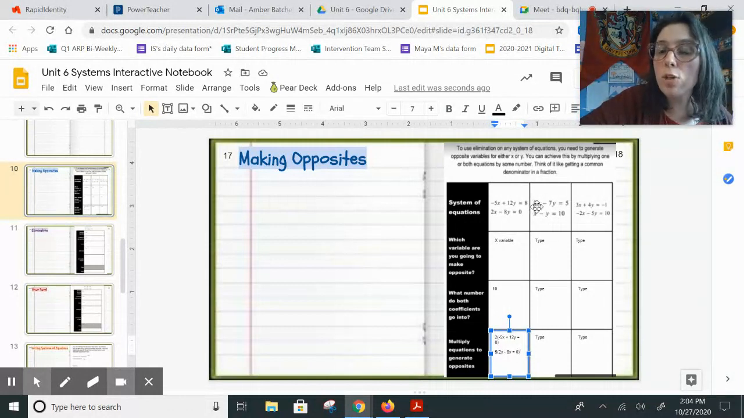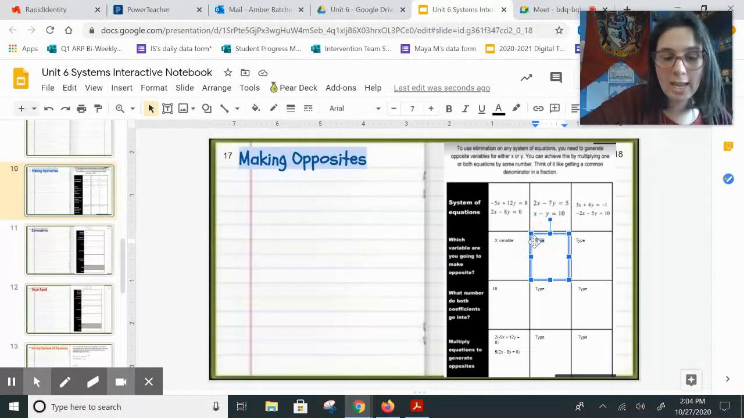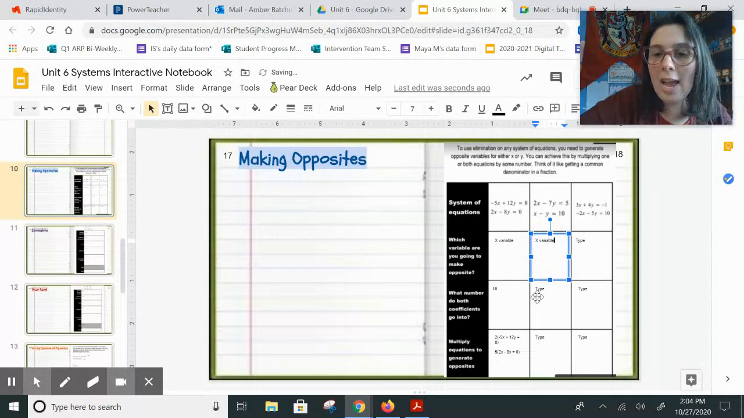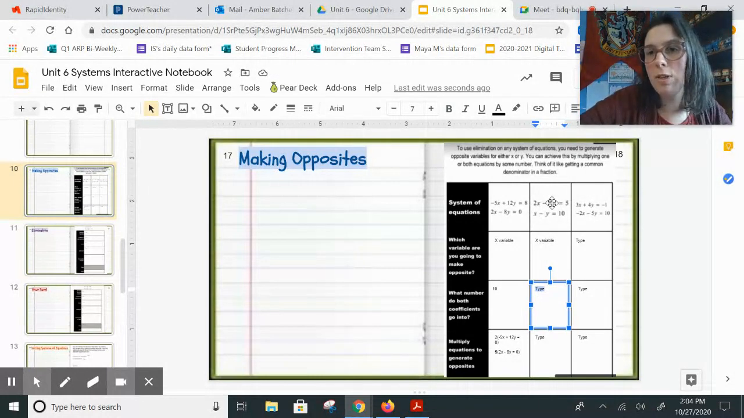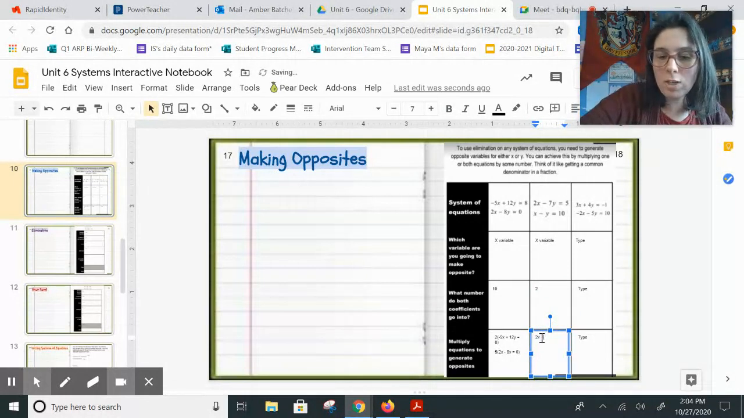So I already have 2x here, so the variable I'm going to make opposite is x. And I need to multiply by 2 because 2 and 1 can go into 2 how many times? 2. And then I don't have to do anything to the first equation because it's already got a 2. So I'm going to bring down that first one because I don't have to touch it. And then I'm going to multiply the bottom equation by 2, so 2 times x minus y equals 10. And that's it. Then you would just distribute the 2, and then you would combine.